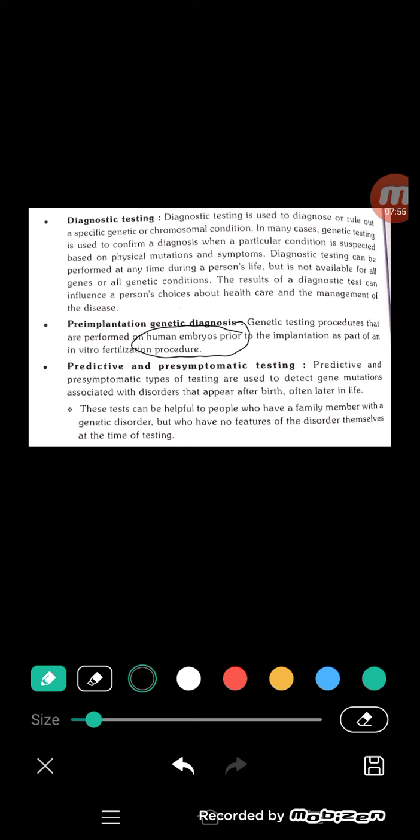And the next one, predictive and pre-symptomatic testing. Predictive and pre-symptomatic testing is used to detect mutations associated with disorders that appear after birth, such as changes that occur in a gene later in life. This test is helpful for family members of a person with a genetic disorder. If another family member has suffered from a genetic disorder, it can be determined using predictive and pre-symptomatic testing.